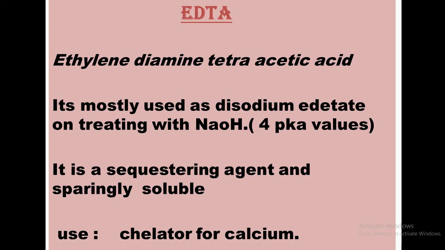We generally use disodium edetate by treating with NaOH, because it has the flexibility of having 4 pKa values, and it's also less toxic when we use it in this manner. That's the reason we use disodium edetate. Its use is mainly as a chelator for calcium. It's a good property, which acts as an antidote for calcium. That is the EDTA part.